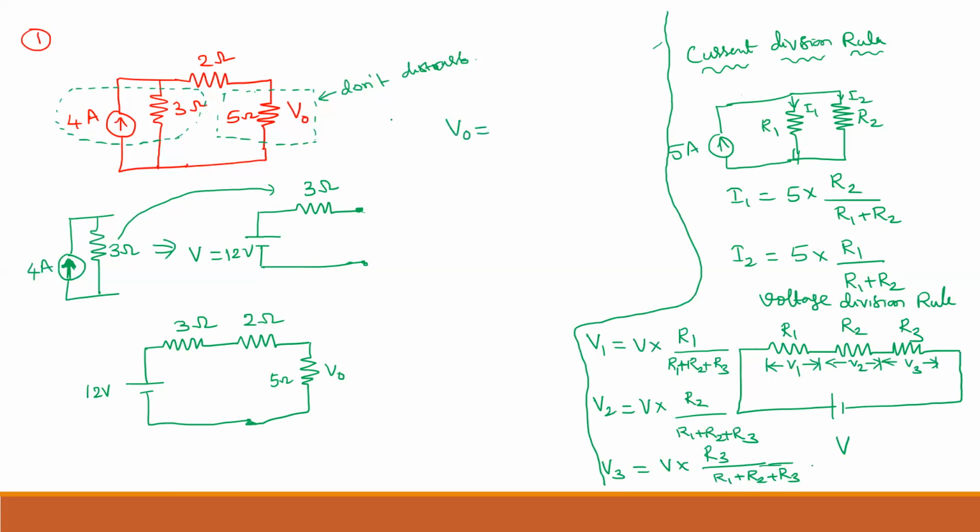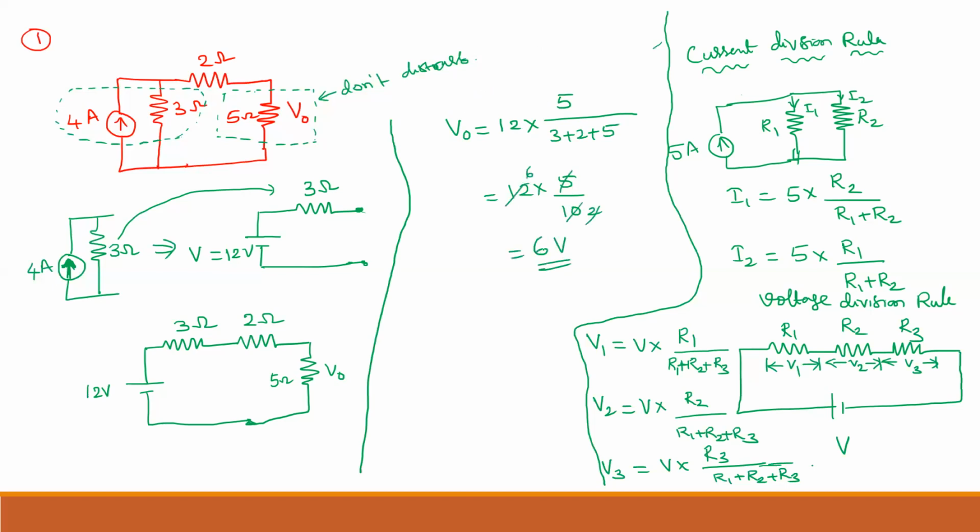V naught is equal to, how to find that V naught? Total voltage is 12 volt into the same resistance where I want to find the voltage, 5. So 5 divided by the total resistance, that is 3 plus 2 plus 5. I will get 12 into 5 divided by 10. 5 ones are 5, 5 twos are 10, 2 ones are 2, 2 sixes... you will get 6 volt as your answer.